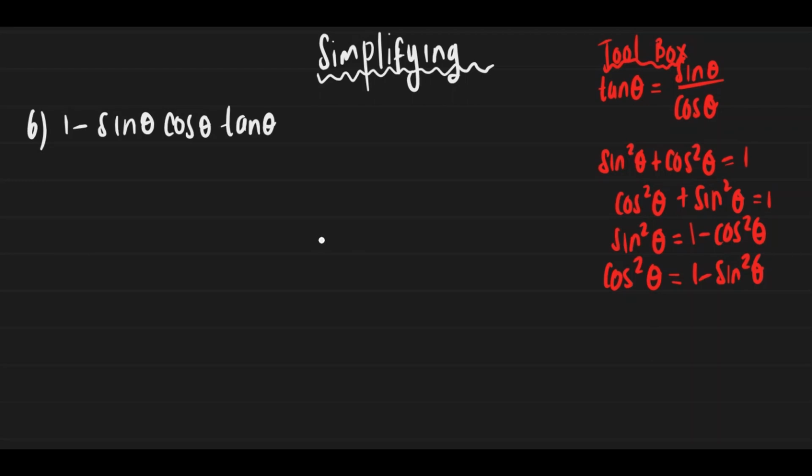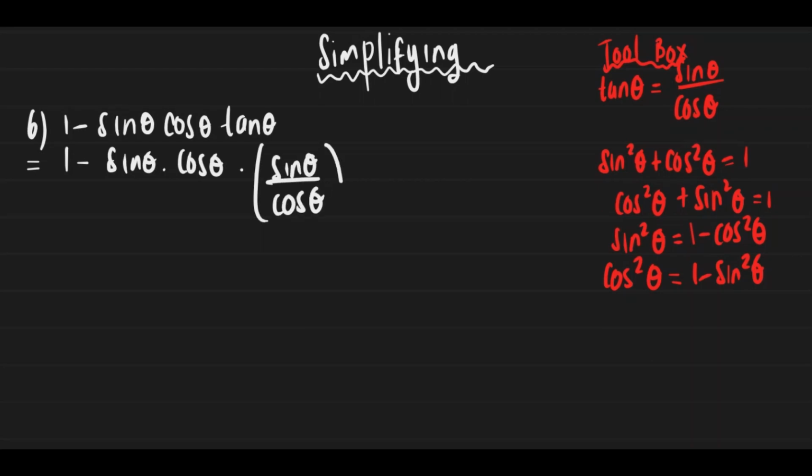So let's move on to number 6, where we need to simplify this. We have 1 minus sine theta cos theta multiplied by tan theta. The only one that we can change is this one. So let's do that. Tan theta is the same as sine theta divided by cos theta. So we're going to substitute this with this. So it's going to be 1 minus sine theta, multiplied by cos theta multiplied by this identity, which is sine theta divided by cos theta.